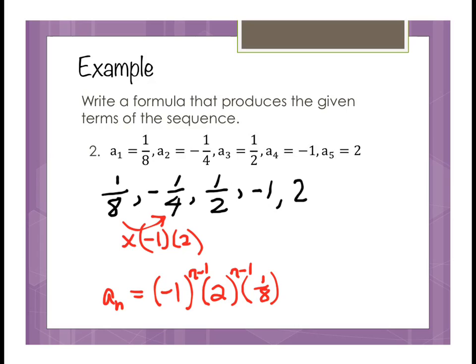So this is one way to see this written. Another way to see this written would be to combine the fact that these have the same exponent here. And you could actually write this then as the negative 2 to the n minus 1 because they're both having the same effect. A lot of times you'll see the 1/8 written in front instead of behind.